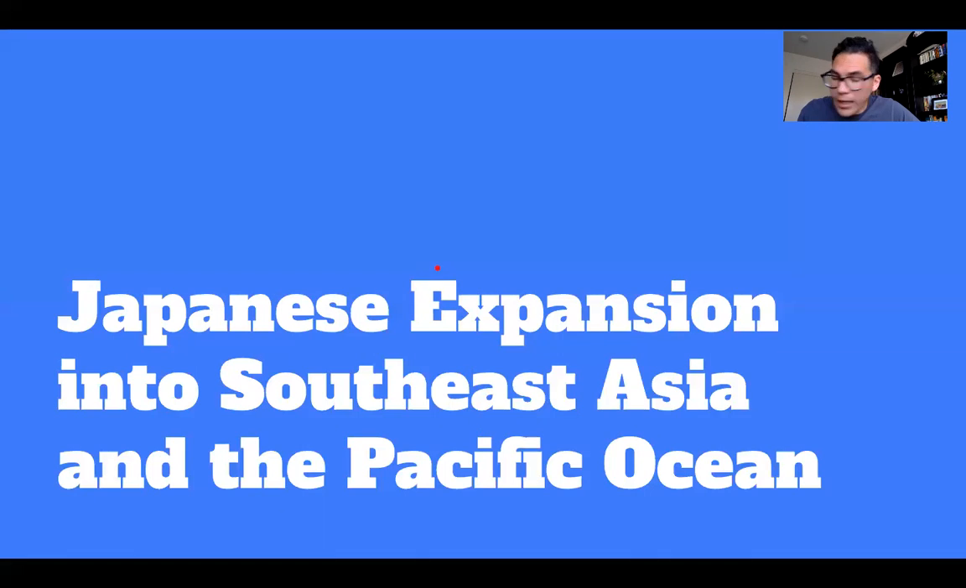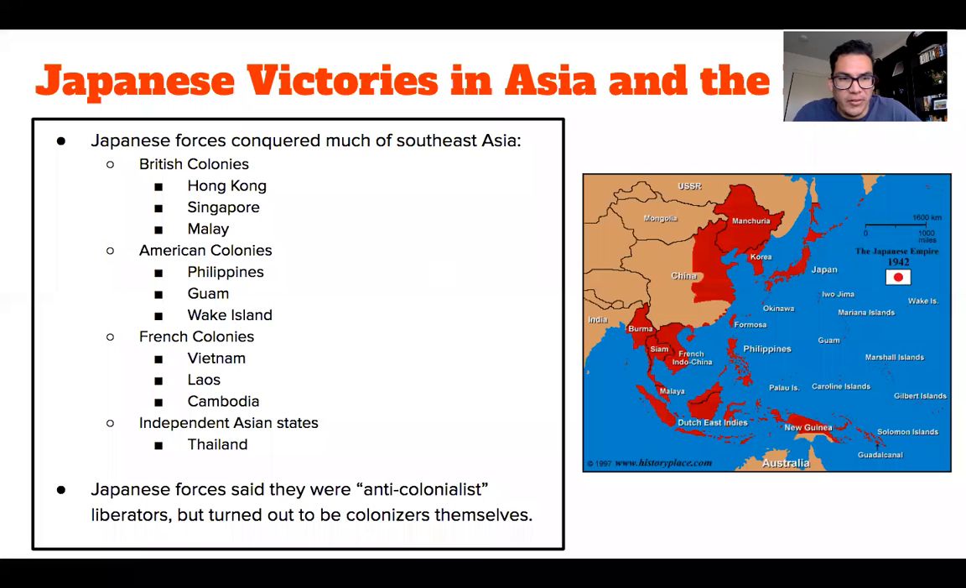Let's take a look at our second objective, where we look at Japanese expansion into Southeast Asia and the Pacific. What follows after this is a series of Japanese victories. Again, Japan does accomplish its goal of stunning the United States, of getting us off our guard, which means Japan is able to do what it wants, which is expand in Asia.